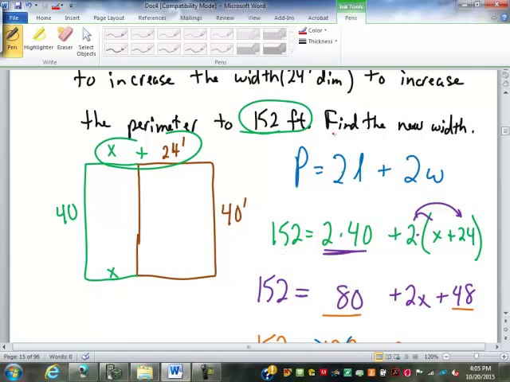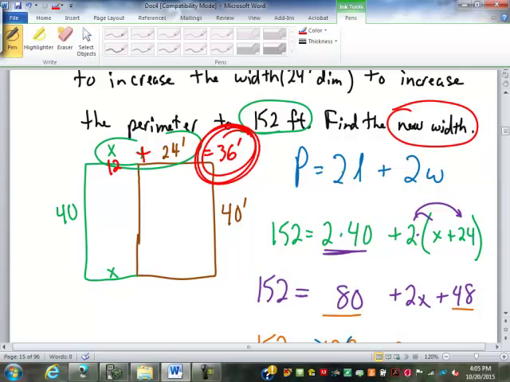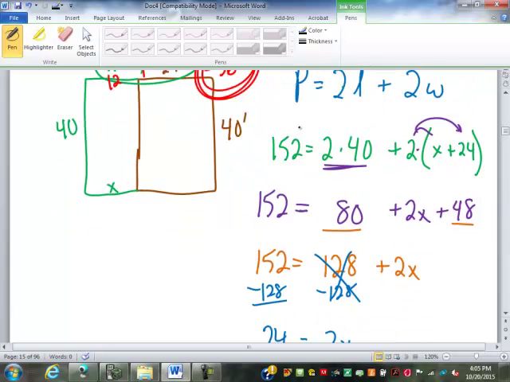X is 12, but we weren't asked for how much he's going to increase the width. We were asked for what is the new width. So 12 plus 24 is going to be 36. The new width is 36 feet. So you always got to make sure, once you solve the equation, make sure you go back and be positive that that is the answer to the question. A lot of times, like this one, there are little things you have to do.